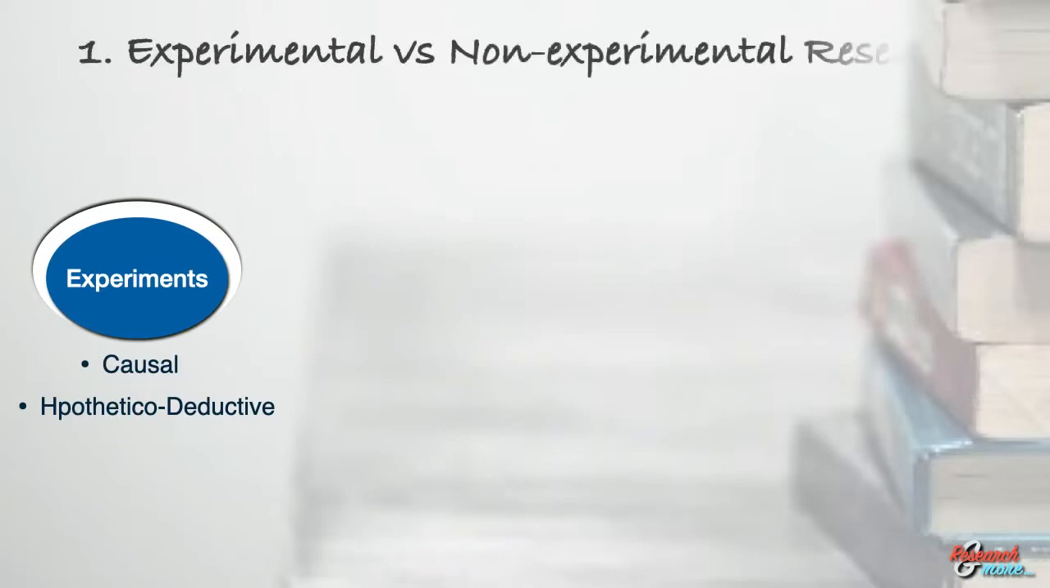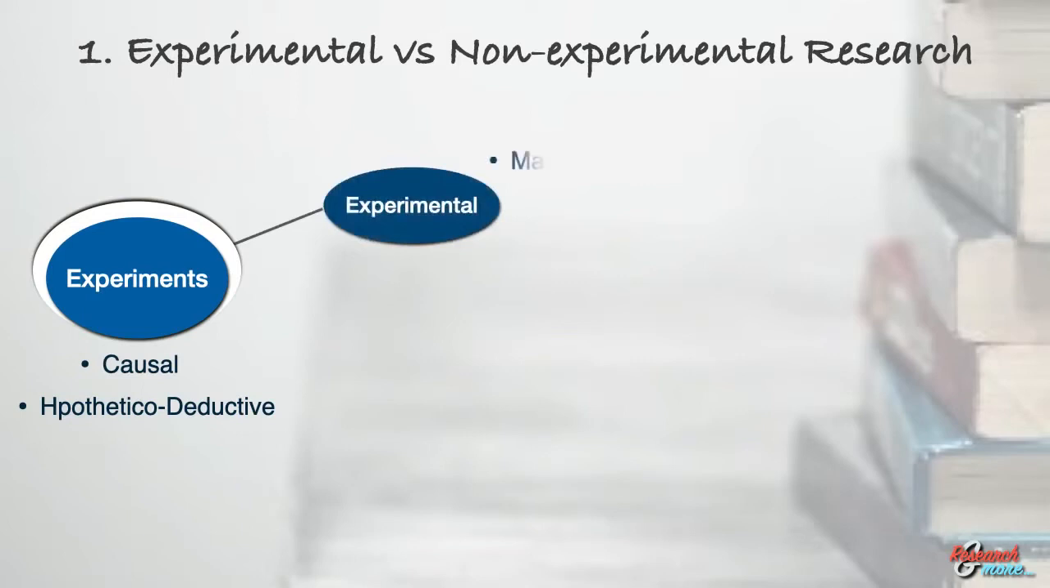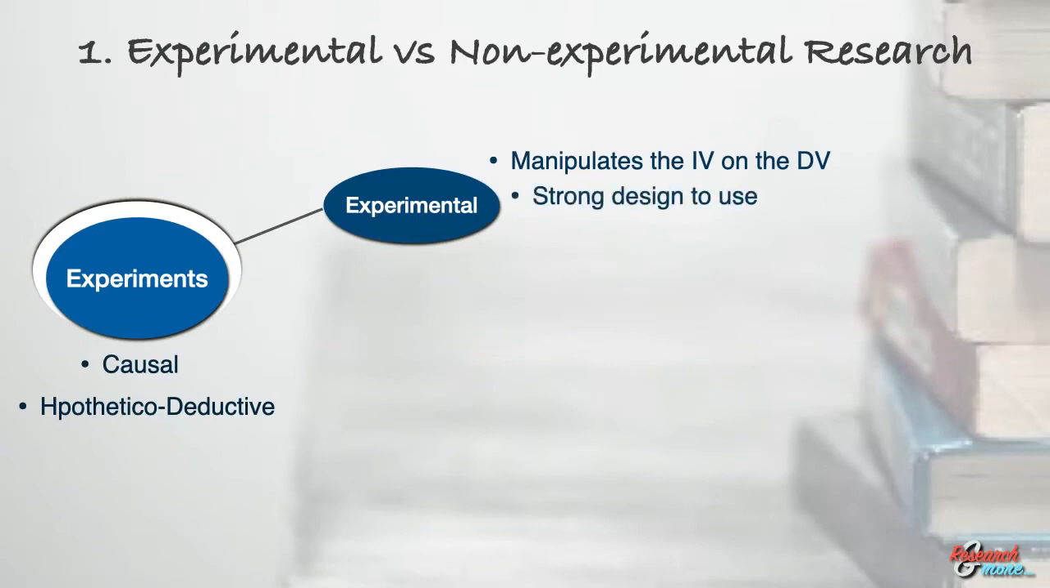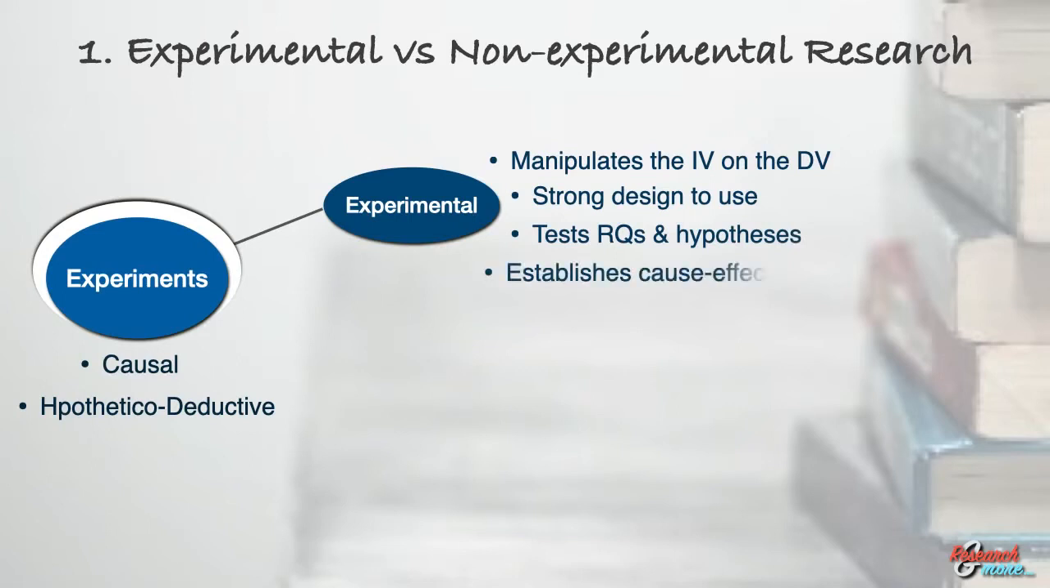Experiments may be experimental or non-experimental. In an experimental study, the researcher manipulates the independent variable to study the effect of this manipulation on the dependent variable. It is a very strong design to use as the results may be conclusive and powerful. It enables the testing of hypotheses and answers the research questions, thereby establishing the cause-effect relationships.